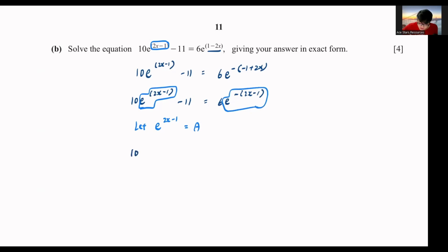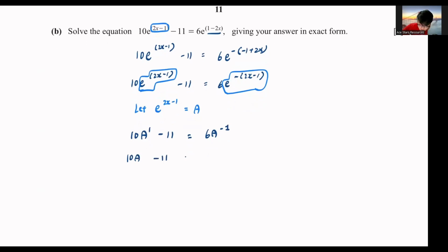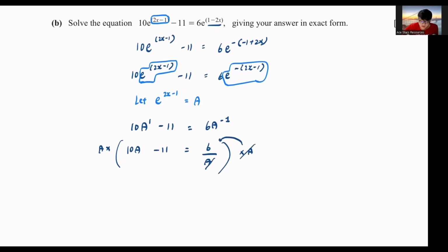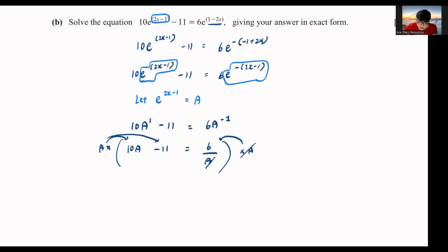10a minus 11 is equal to 6. 6e to the power minus 2x minus 1 is still a, but with a negative 1, so this is where it becomes positive, the other one is negative. So now 10a minus 11 equals 6 over a. How do you remove a? Just make sure you multiply a here, and then you multiply a here as well. So with this, you can basically cancel out the a. On the other side, you have to multiply a into the first and the second term. So 10a squared minus 11a is equal to 6, right?